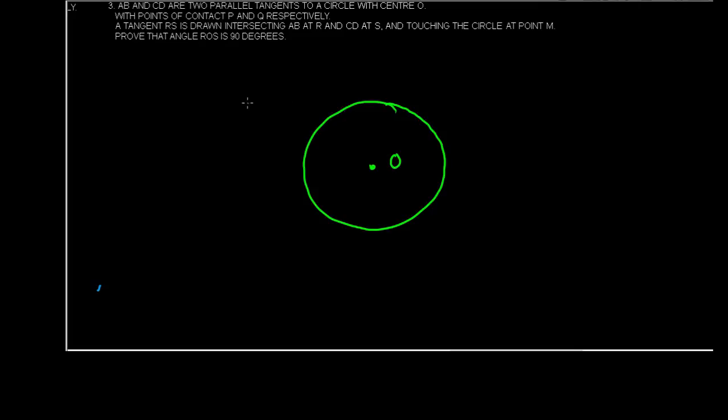So basically, this is one tangent, right? And this is one tangent. These are parallel tangents, and they have been named A, B, and C, D. Now, they touch the circle at points of contact P and Q respectively. So if this is P, then this is Q. Next part is a tangent RS is drawn intersecting AB at R and CD at S.